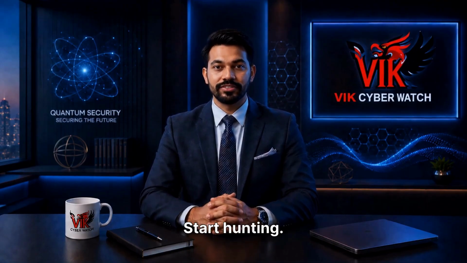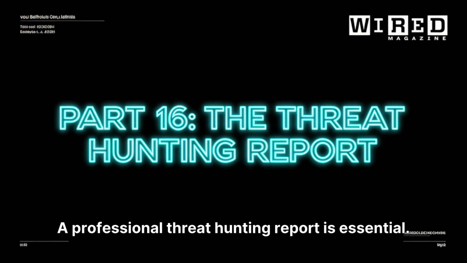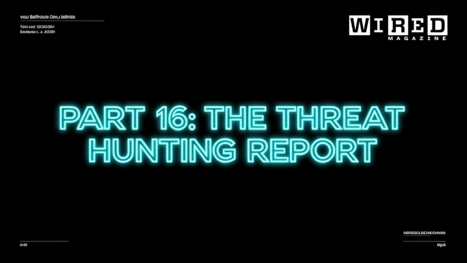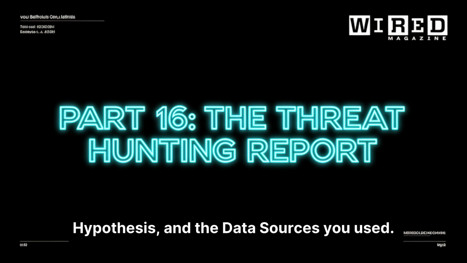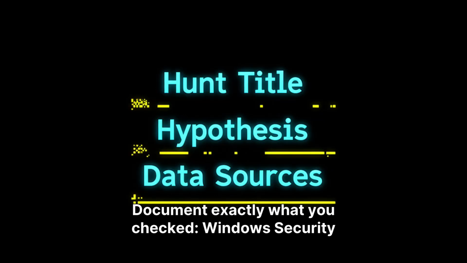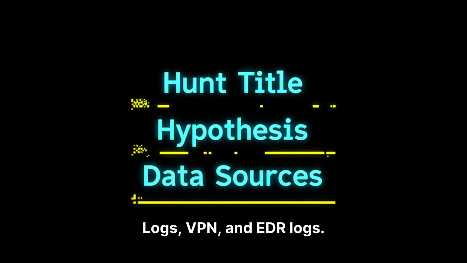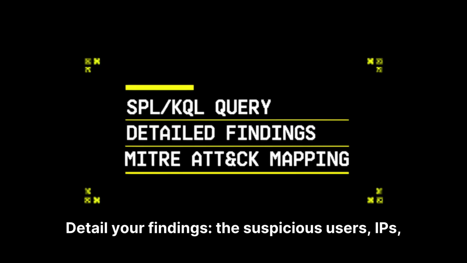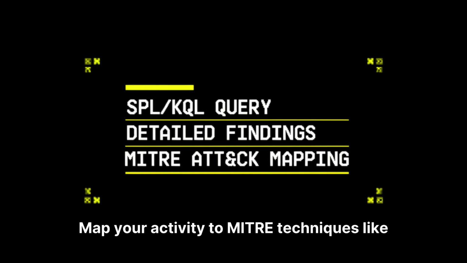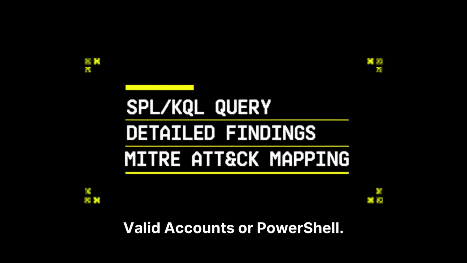Don't wait for alerts. Start hunting. A professional threat hunting report is essential. It should include the hunt title, the hypothesis, and the data sources you used. Document exactly what you checked: Windows security logs, VPN, and EDR logs. Then, include the specific query you used. Detail your findings, the suspicious users, IPs, and times. Map your activity to MITRE techniques like valid accounts or PowerShell.